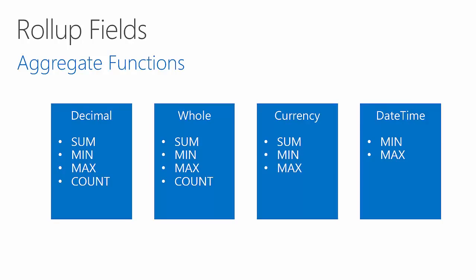One important note to call out is around currencies. Rollup for currencies happens at the base currency level. The rollup field value will then do currency conversion into the currency of the master record.